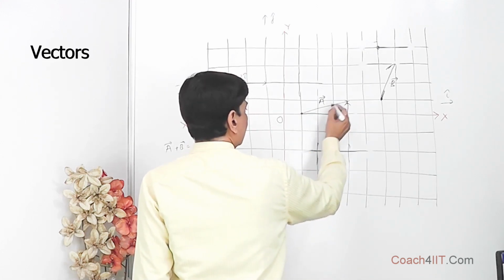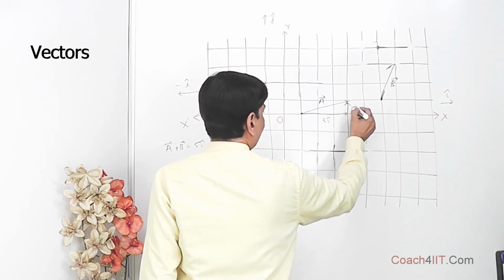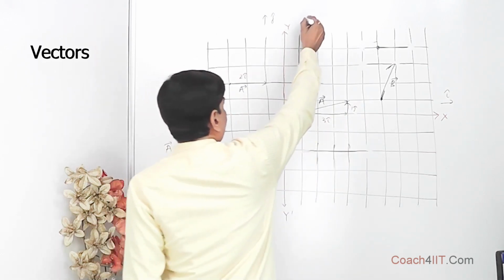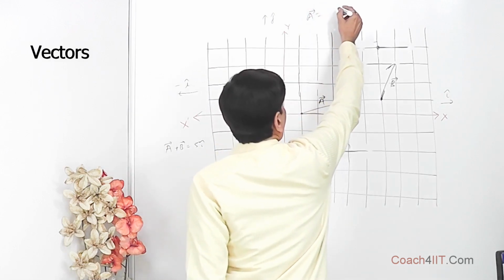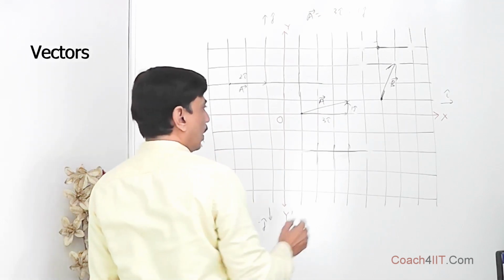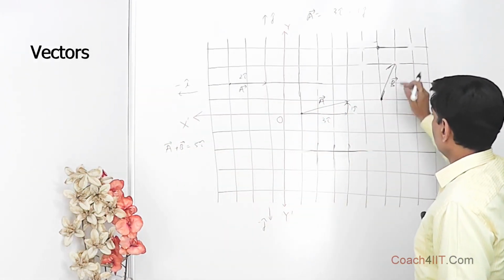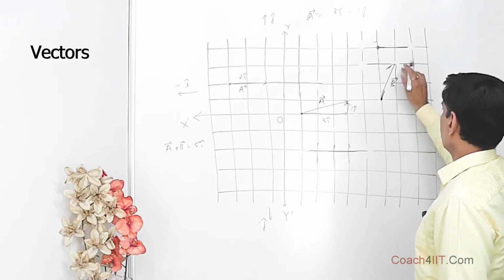So this is going to be 1, 2, 3. This is 3i cap and this is 1j cap. So vector A can be written as 3i cap plus 1j cap. Now what is this vector? This vector, when we move it parallel to itself, doesn't change. So it is 1 unit this way and 2 units this way.